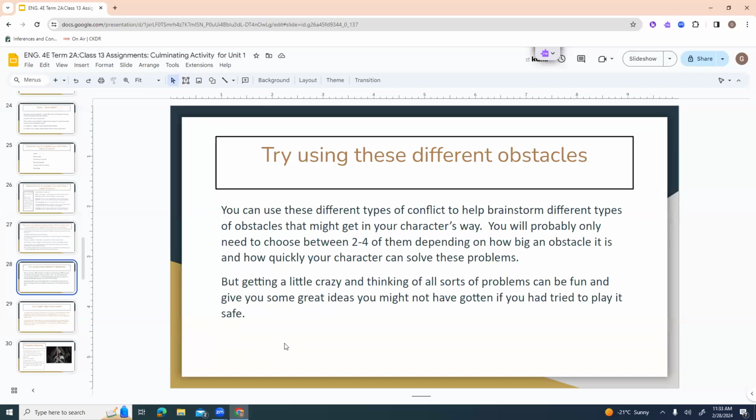Okay. You can use these different types of conflict to help brainstorm different types of obstacles that will get in your character's way. You're probably going to only need to choose maybe 2 to 4 of them, depending on how big an obstacle it is and how quickly your character can solve these problems. But getting a little crazy and thinking of all sorts of problems can be kind of fun. And it gives you some great ideas you might not have gotten if you tried to play it safe and just think of 1 or 2.